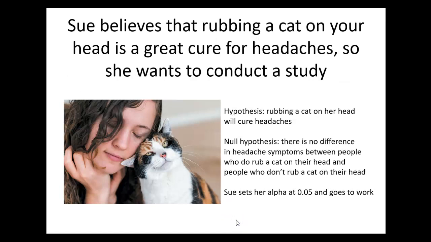Let's take a funny example. Let's take Sue. Sue believes that rubbing a cat on her head is a great cure for headaches, so she wants to conduct a study. Her alternative hypothesis is that rubbing a cat on her head will cure headaches. So therefore, what the null hypothesis has to be is that there's no relationship in headache symptoms between people who do rub a cat on their head and people who don't rub a cat on their head. Sue decides to set her alpha level at 0.05 and then goes to work conducting a research study.